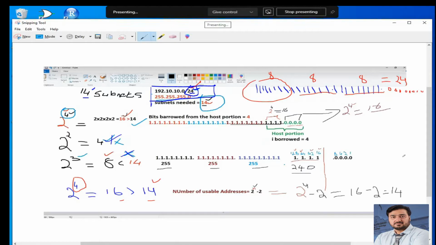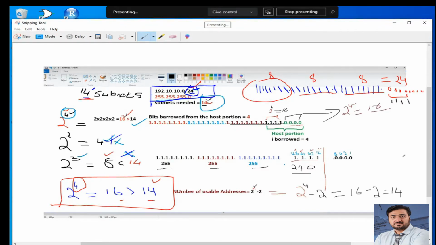So we borrow 4 bits from the host portion. How many bits did we borrow? 4 bits. So these 4 bits we need to borrow, changing these bits to 1, up to this point: 1, 2, 3, and 4. So in total we borrowed 4 bits, just because of our requirement. Our requirement was 14 subnets.